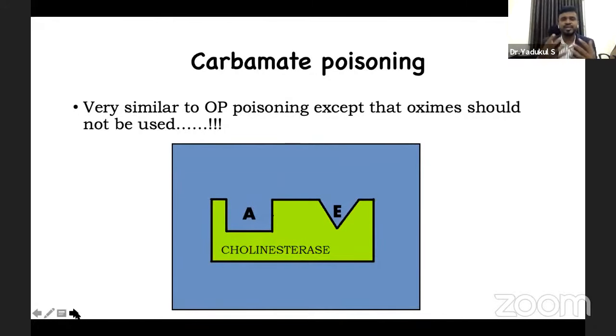What is the reason why we should not use oximes is because the carbamate poisons occupy the A site, anionic site of the enzyme. We all know the oximes also occupy the anionic site. So when you give oximes, it will try to go to the same site, which is already occupied by the carbamate poisoning. That's why oximes are contraindicated, or better not to give, in case of carbamate poisoning. Whereas in case of OP poisoning, you can give oximes because it is in the E site.